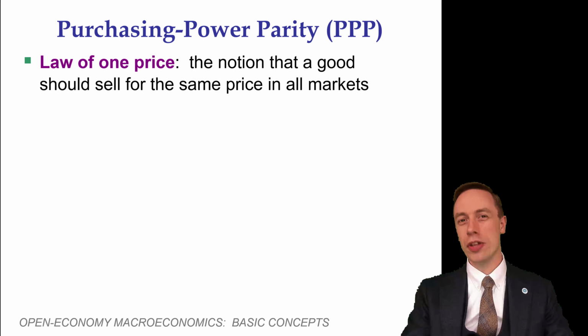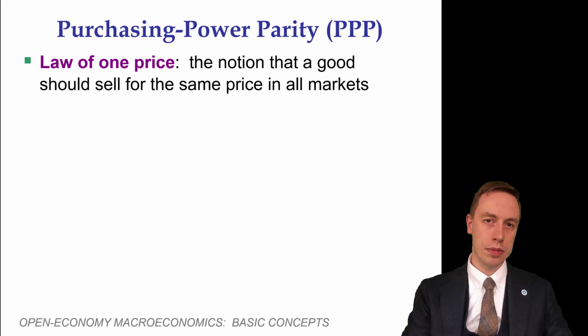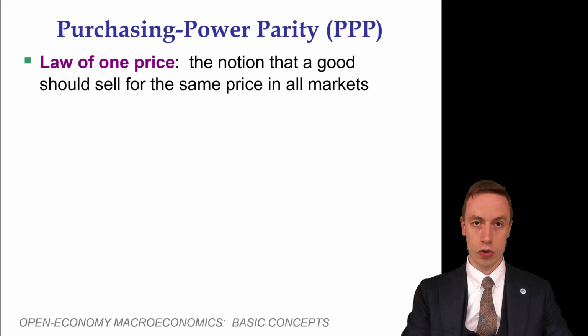It's based on the notion of the law of one price, a very classical economic concept that a product should sell for the same price in all markets. Otherwise, one could buy it where it's cheap, sell it where it's expensive, and in the process of that happening, this process is called arbitrage, the prices should equalize. So what if we applied this across countries?